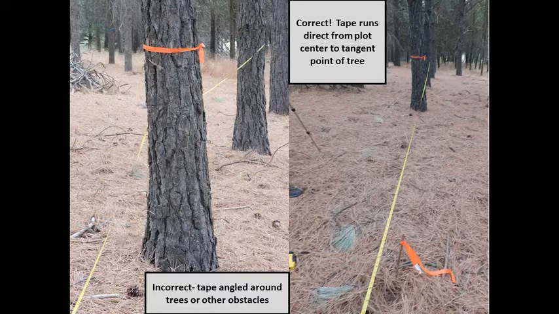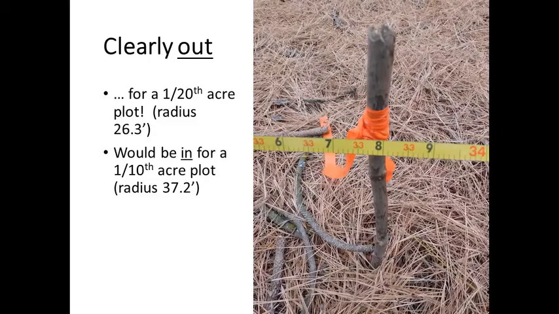This tree is clearly out because it stands at a distance of 33.8 feet from the plot center. However, it would be an in tree for a 1/10 acre plot with a radius of 37.2 feet.